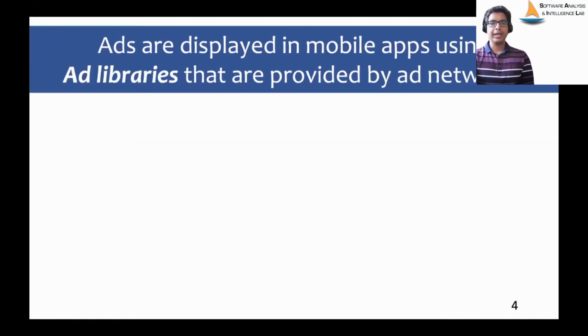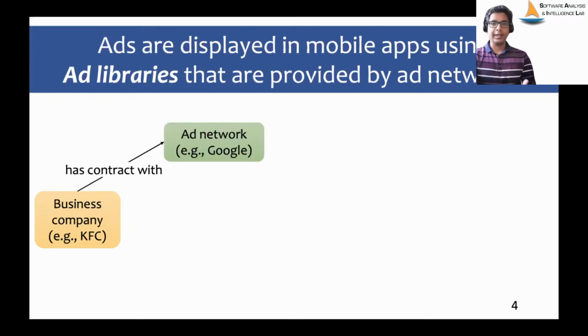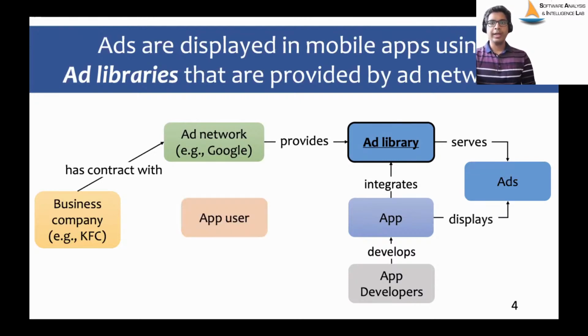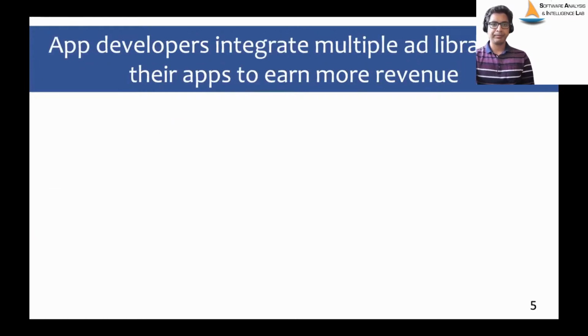Now let's take a look at how the in-app advertising model actually works. Business companies such as KFC have contracts with different ad networks, for example, Google. Each ad network provides a special library, which is called an ad library. In order to display ads on mobile devices, app developers have to integrate this ad library into their apps. The main functionality of the ad library is to serve advertisements from different ad networks and display these ads on mobile devices. So when users install and use these applications and interact with these ads, app developers can earn revenue. That means that the ad library plays an integral part in the mobile app ecosystem.